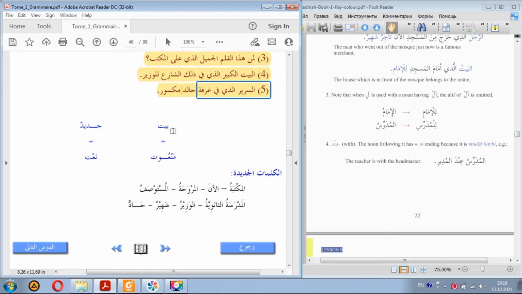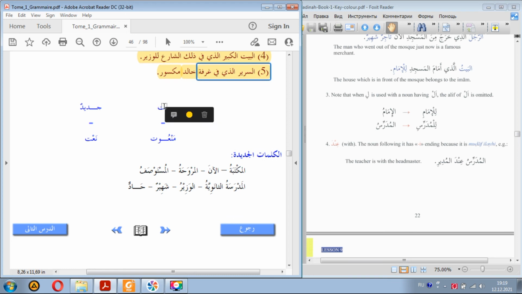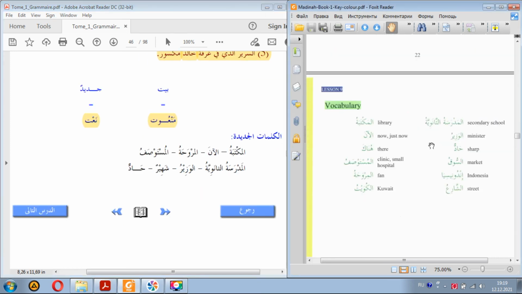So that's it for this lesson, and let's take a look here. It says baytun, a noun. It's something that's described, and it's man'ut. Jadidun is an adjective. It's something that describes this noun. It's called na'atun. Remember these two terms. Al-kalimat al-jadidatu, well, you know where you can find them. And that's it for this lesson.